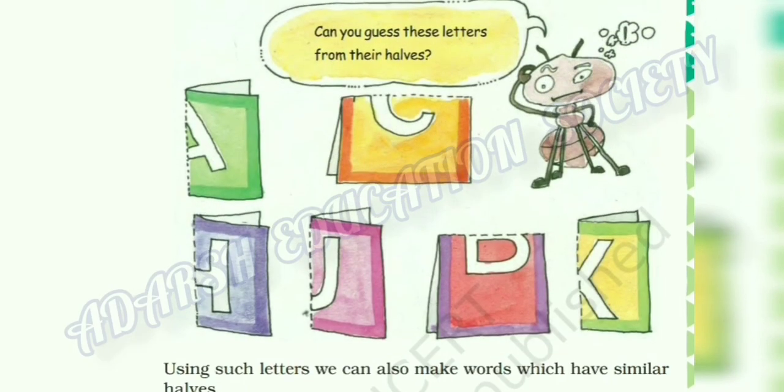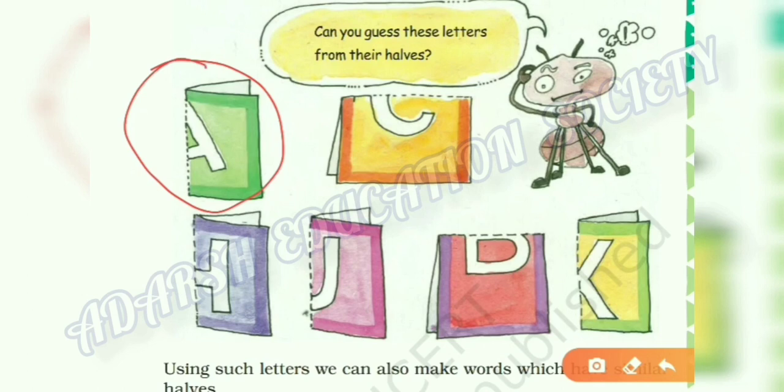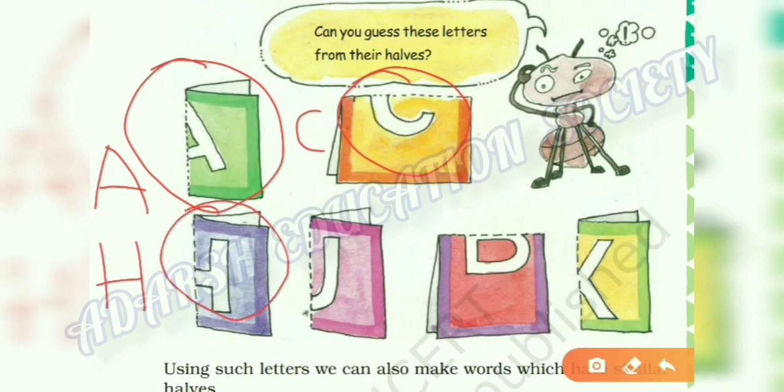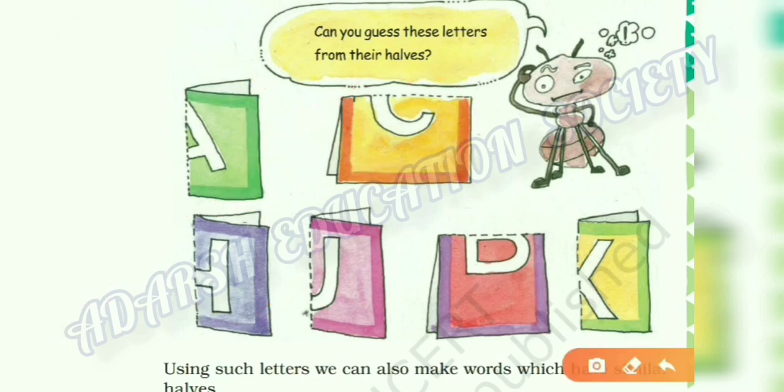In this exercise, you have to guess the letters. Okay, can you guess these letters from their halves? Here they give us half of the letter and we have to find out what letter it is. First one, letter A. Second, letter C. Third one, letter H. And the rest of these three you have to do yourself. Okay, children?